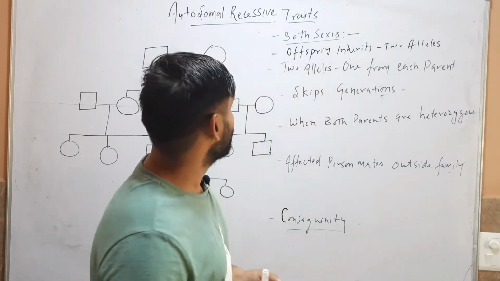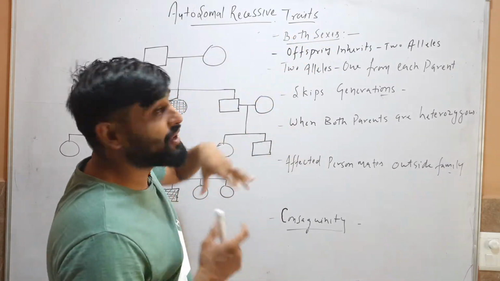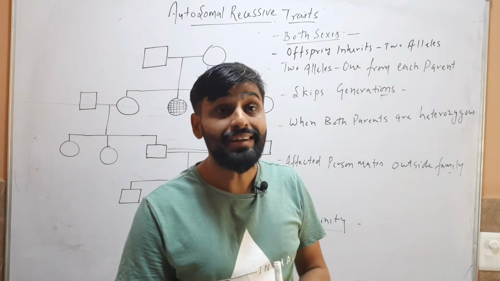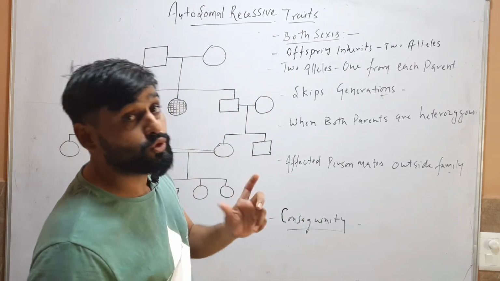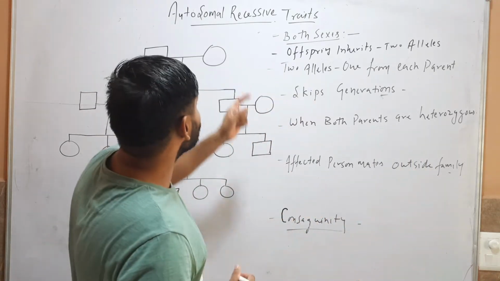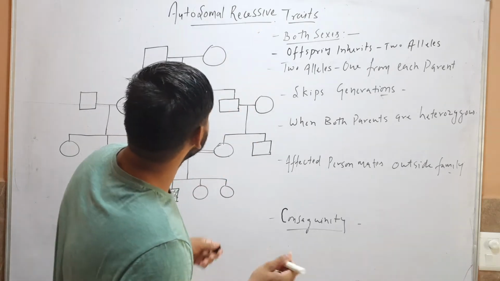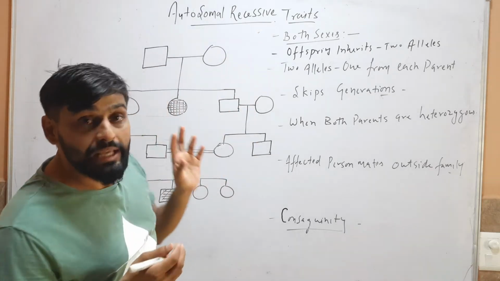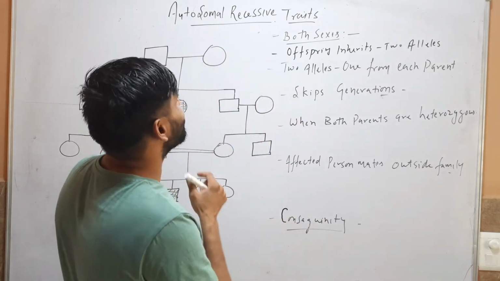In this video, we'll discuss autosomal recessive trait. So what are autosomal recessive traits? Autosomal recessive traits are the traits which are present in autosomes, or autosomal chromosomes, and inheritance of these traits is recessive, meaning they will show in a pedigree only when they are present in homozygous condition. So this is autosomal recessive trait.